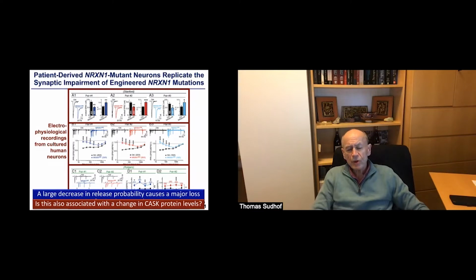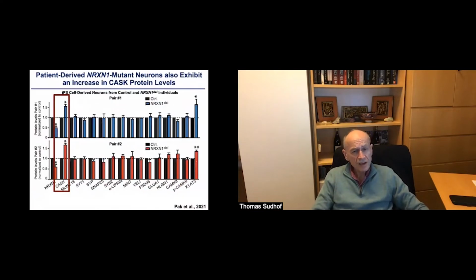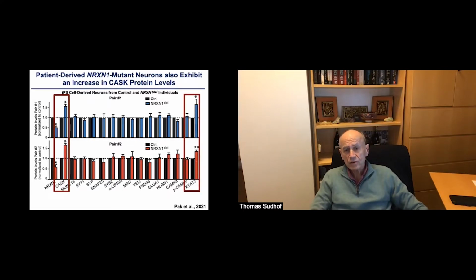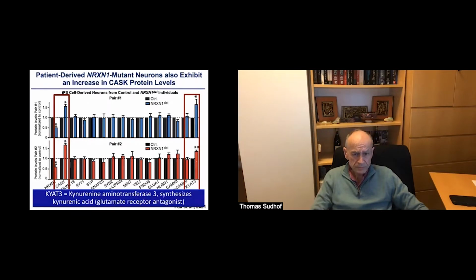Is this also associated with a change in CASK protein levels? Yes, it is. What you see here is that we see the same change in the patient-derived neurons as we did in the engineered neurons. In addition, we tested several proteins we hadn't tested before, including a protein on the right called KYAT3, which is involved in kynurenic acid metabolism and which has been implicated in schizophrenia. And you can see that this protein is also increased in levels, suggesting a potential pathway.